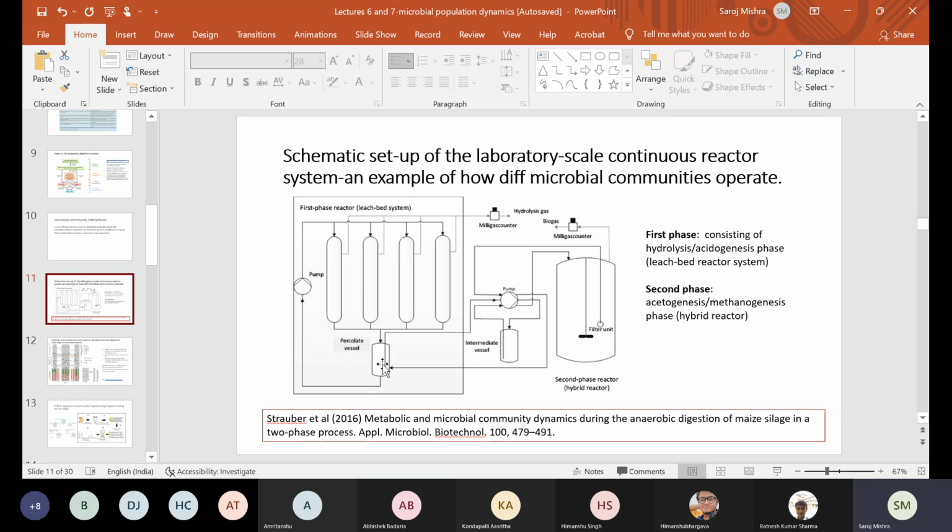Okay, so is this clear? That is the layout of the bioreactor here. Is this clear to everybody? Yes, ma'am.